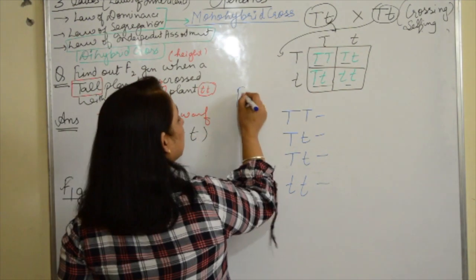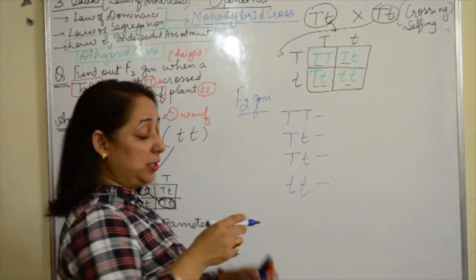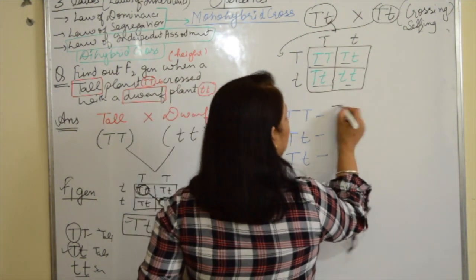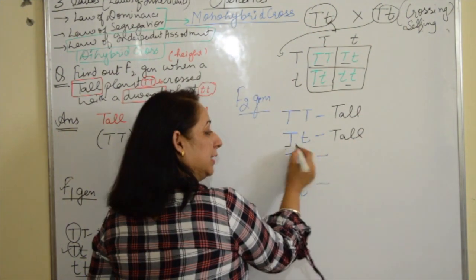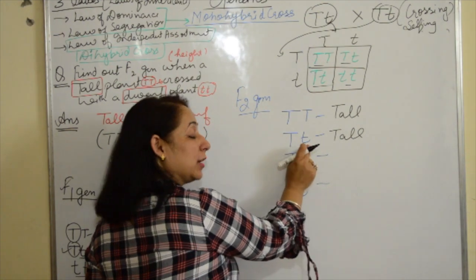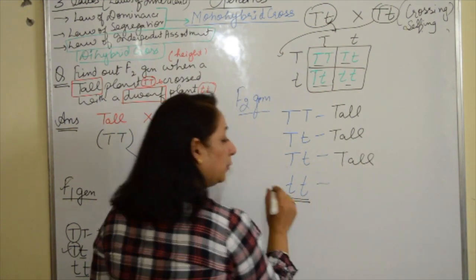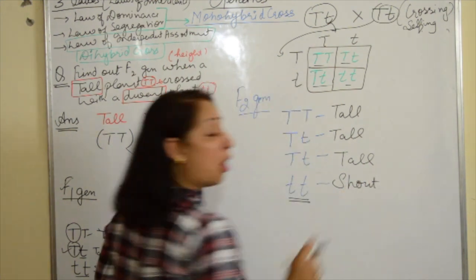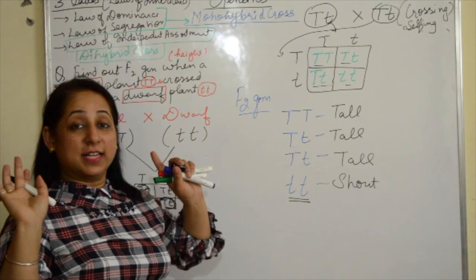First of all, you will write this is F2 generation. This is the final result which he got. So what type of plants did he get? There were tall plants. This was also tall because this capital T is there, small is there, but in the presence of capital, small is not expressing, so it's also tall. This is also tall, but this state where there is no capital T, this is a short or a dwarf plant. Now this is the final result which we have got.